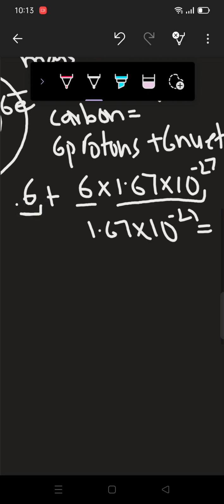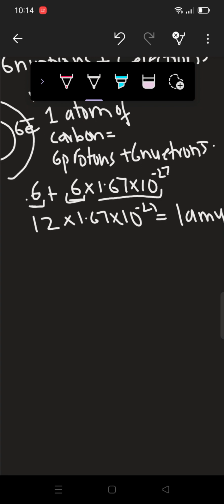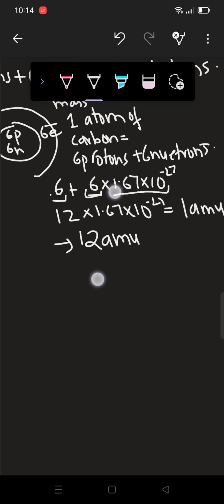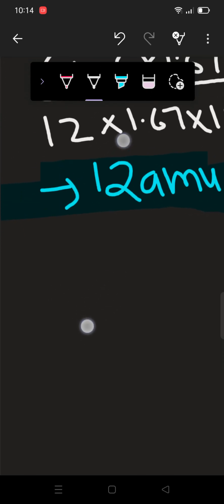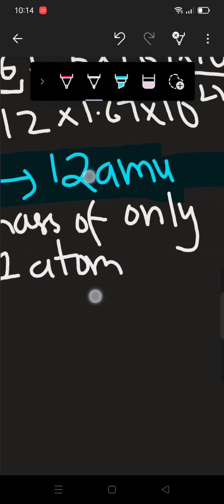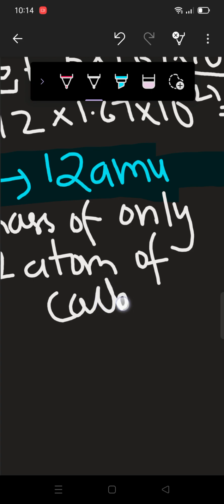So 6 neutrons and 6 protons are added, and it gives us 12 into 1.67 into 10 to the power minus 27. We know that 1.67 into 10 to the power minus 27 is equal to 1 AMU, so I can also write 12 AMU. This would be the mass of only one atom of carbon.